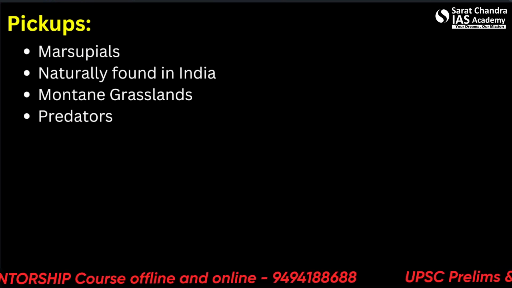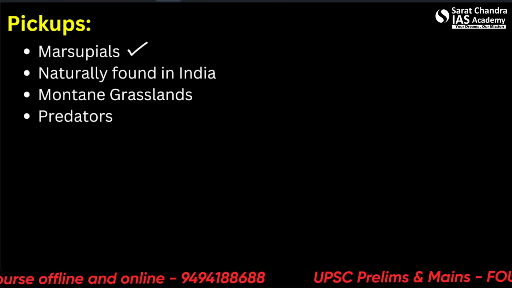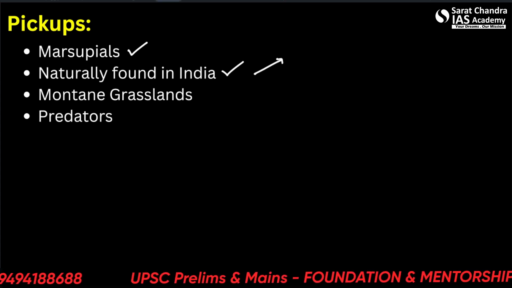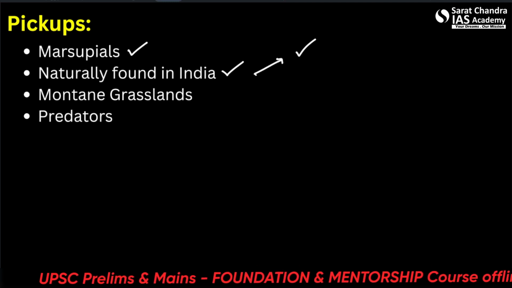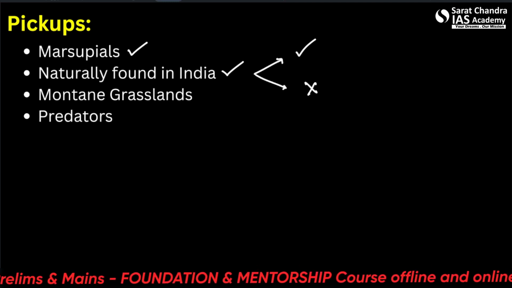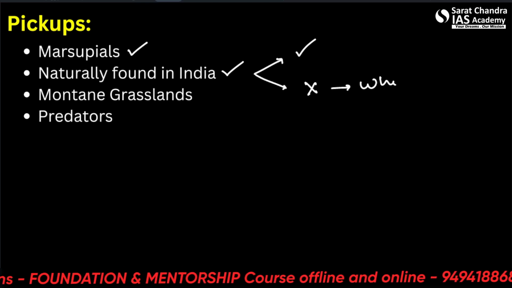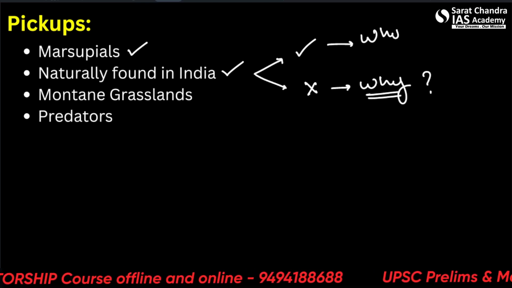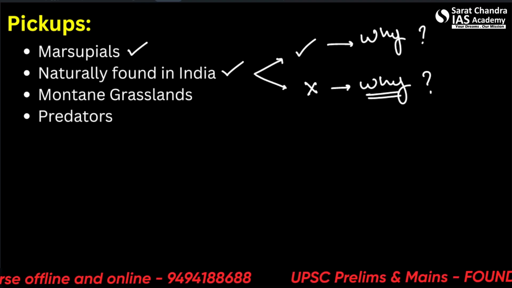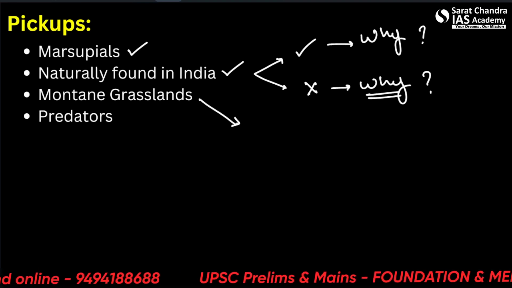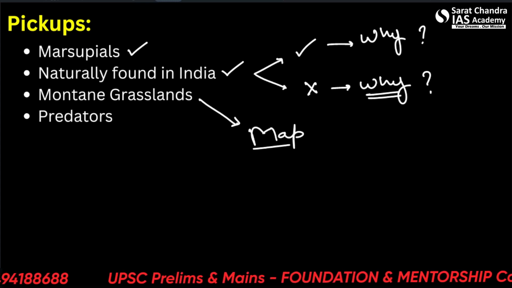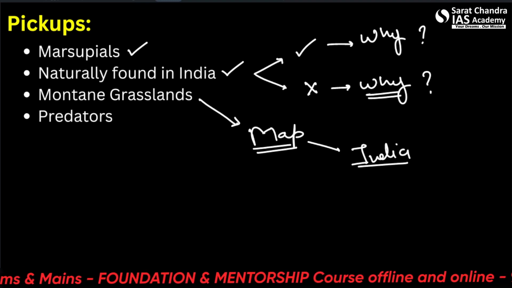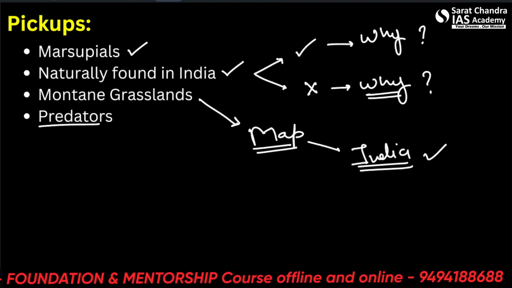The question talks about a certain form of wildlife known as marsupials. Then it says about being naturally found in India. So we need to know what animals are naturally found in India and what animals are not, and why. Why are some animals not found in India and why are some animals found in India? It talks about the montane grasslands. So we need to at least map where montane grasslands are found in India and what is the meaning of the montane grasslands.